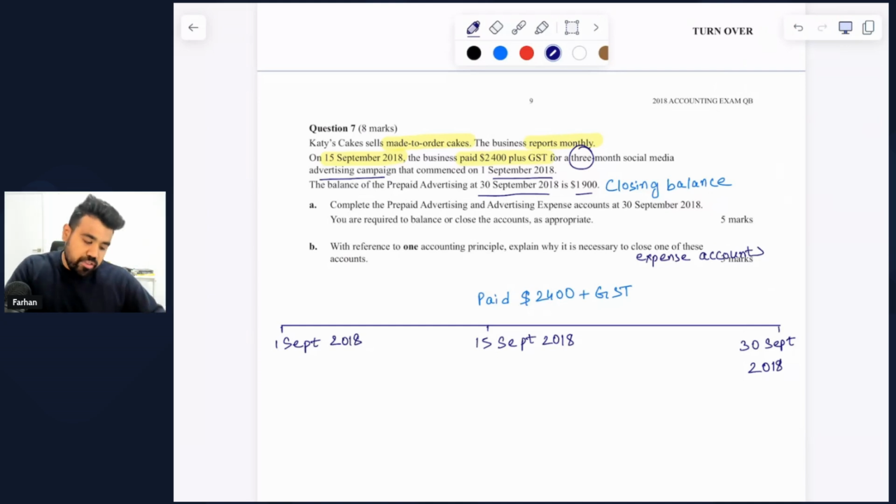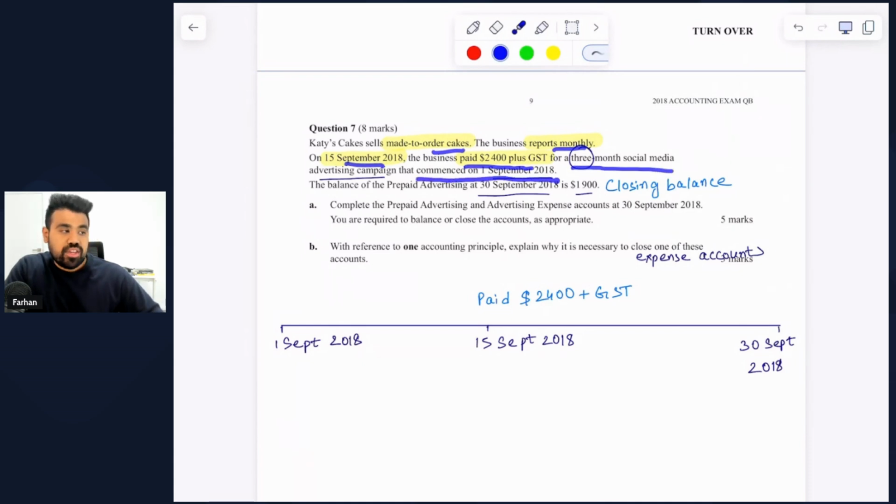Caddy's Cakes sells made-to-order cakes. The business reports monthly. On 15 September 2018, the business paid $2,400 plus GST for a 3-month social media campaign that commenced on 1 September 2018. The balance of the prepaid advertising at 30 September 2018 is $1,900.